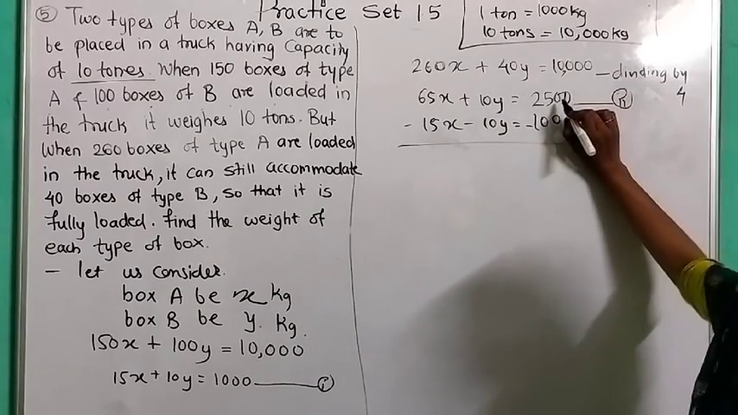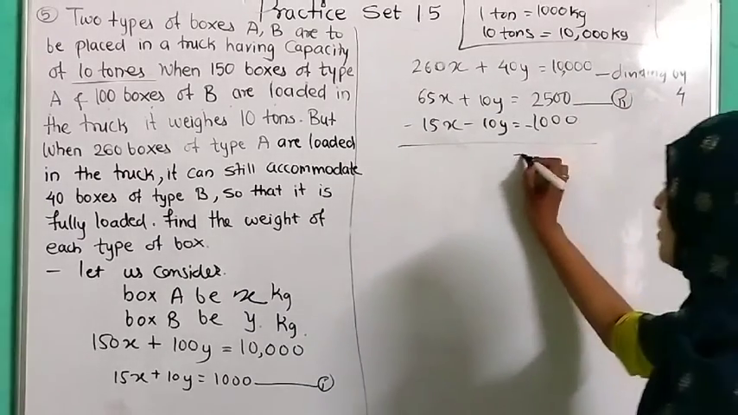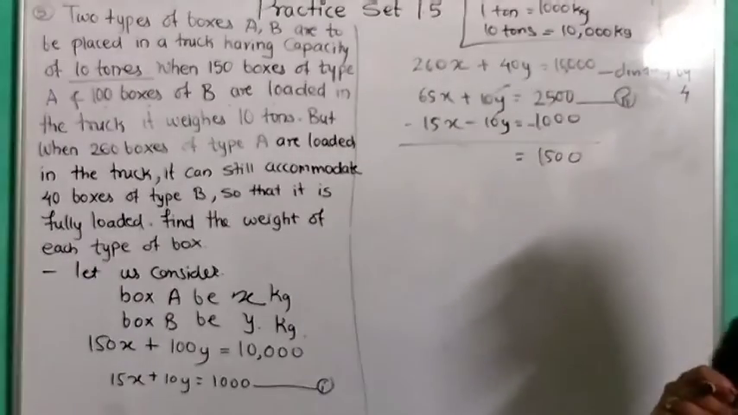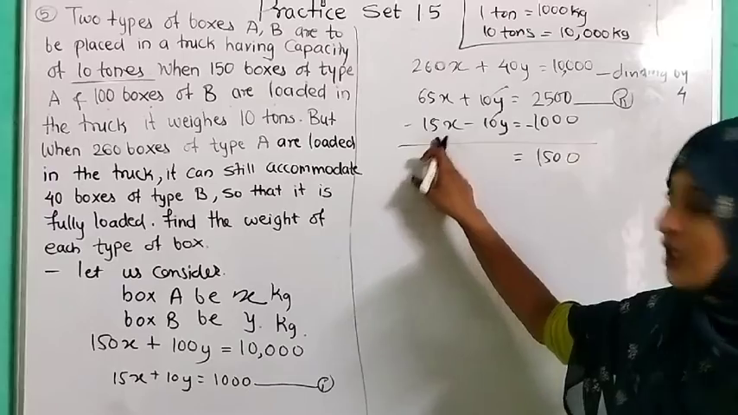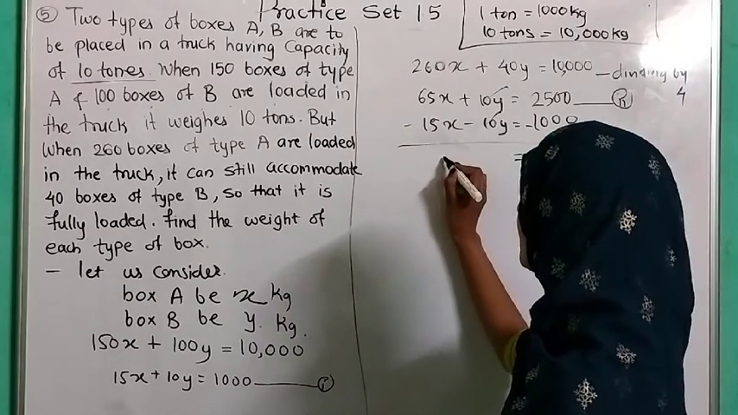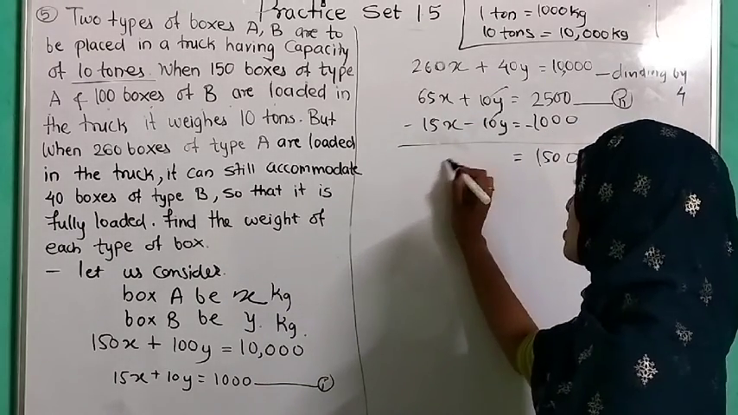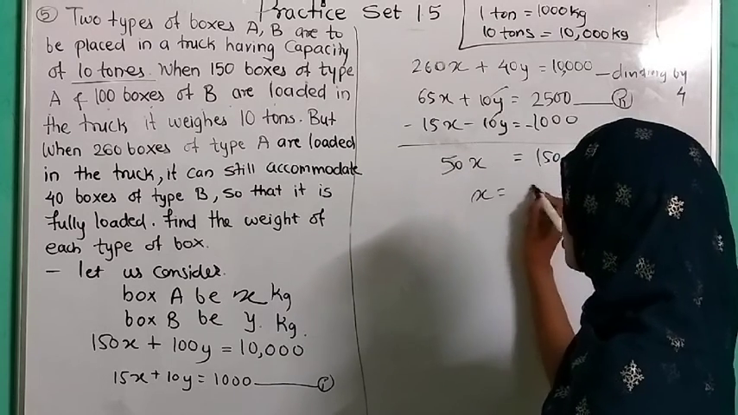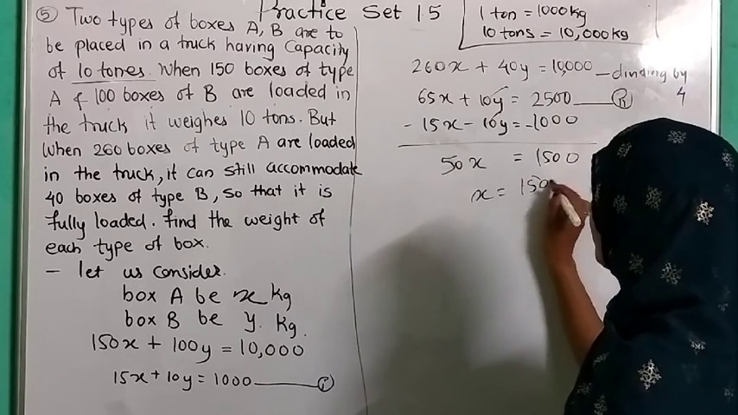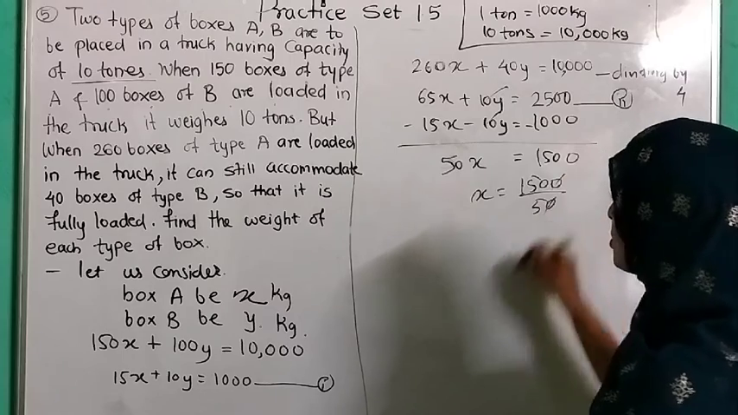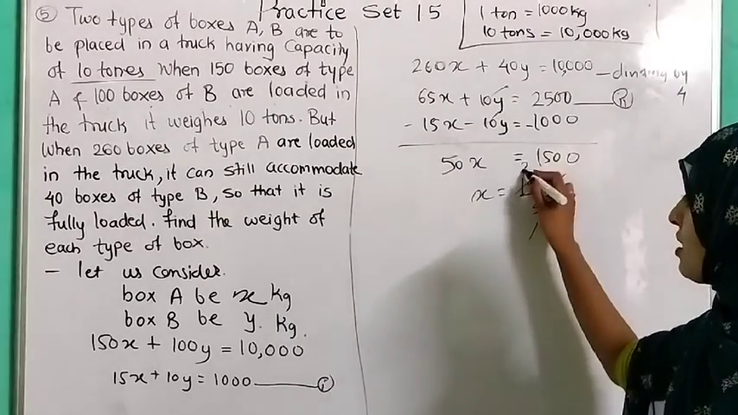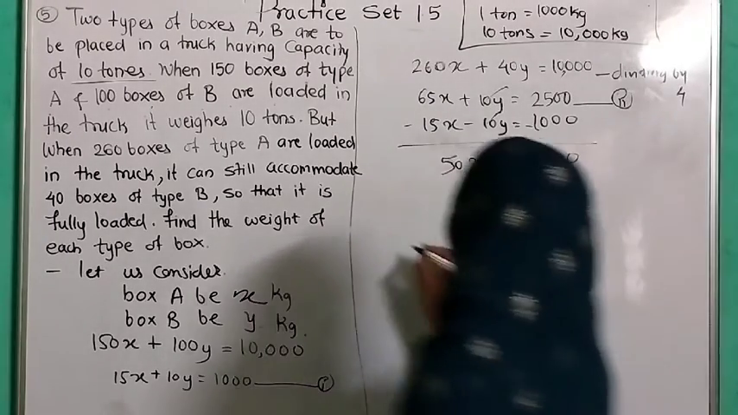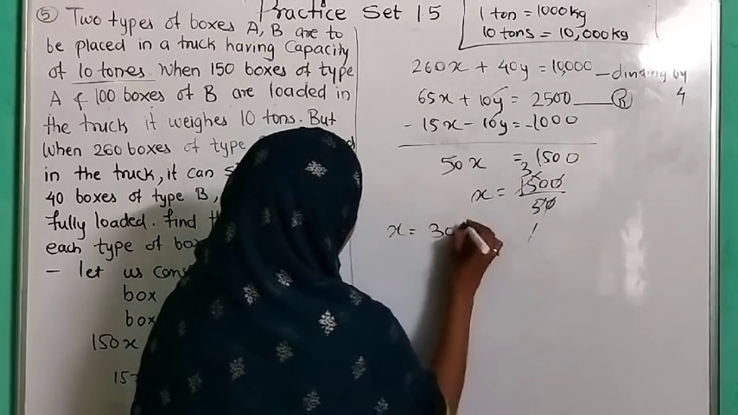1000 minus 2500 minus 1000, then we are going to get 1500. 10y term gets eliminated. 65 minus 15 is equal to 50x. This x is equal to 1500 upon 50. 0 0 get cancelled. 5 ones are 5, 5 threes are 15, so x is equal to 30 kg. We get here x is equal to 30 kg.